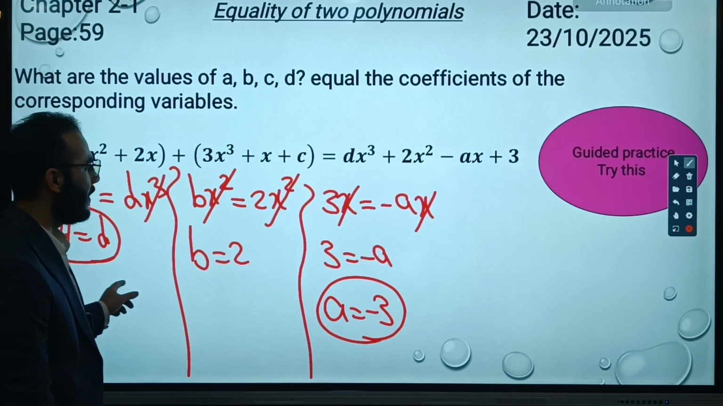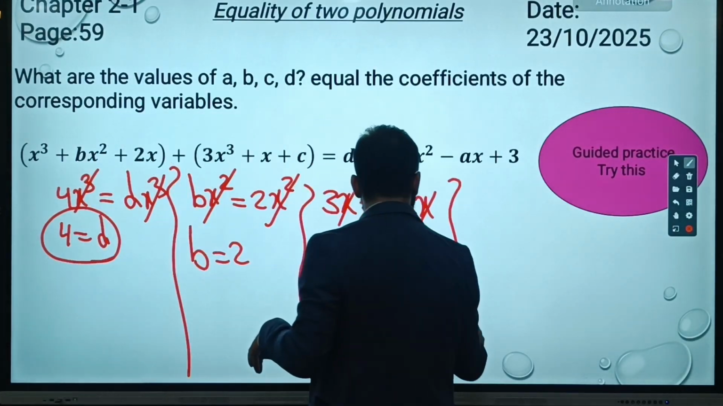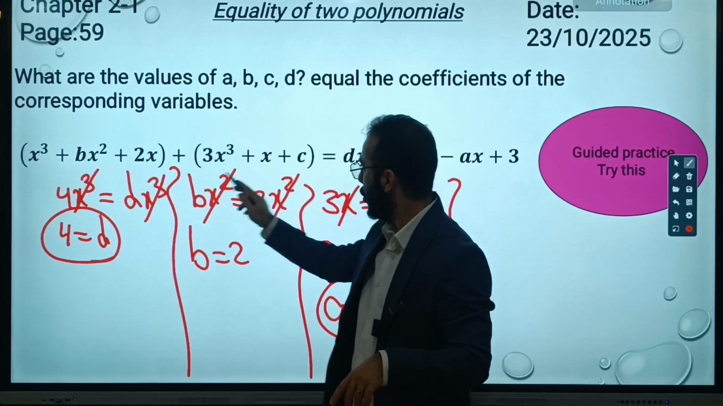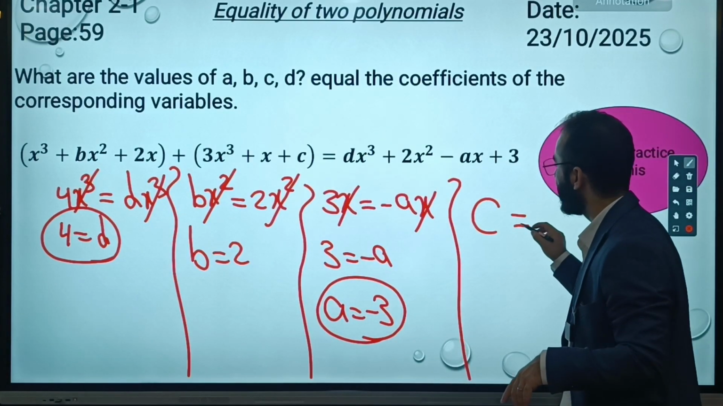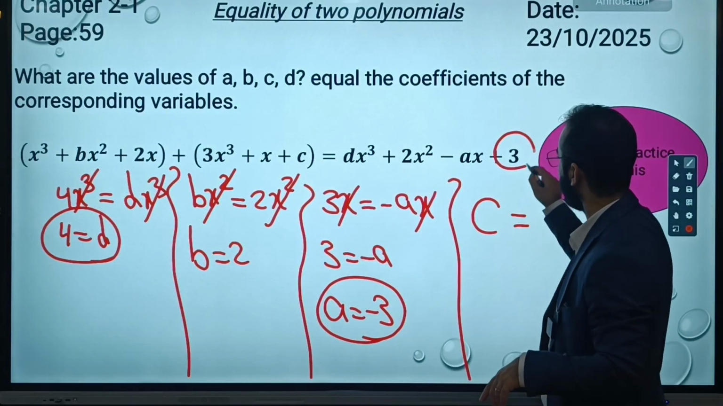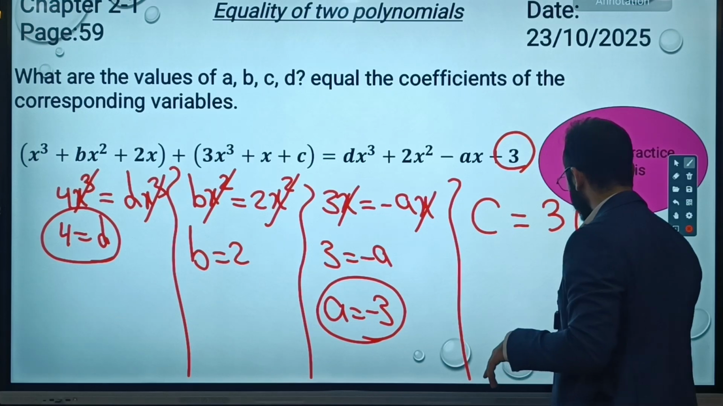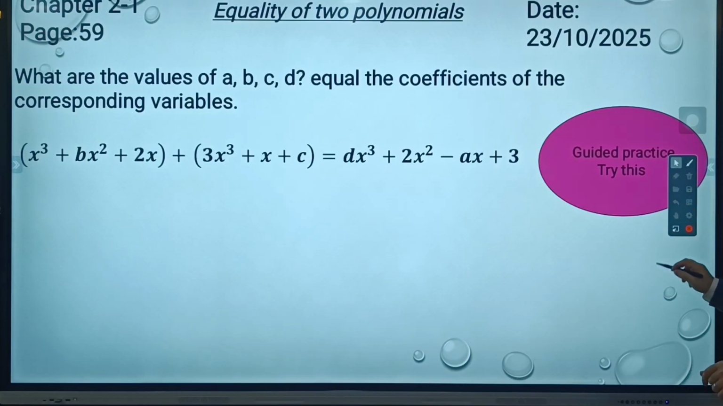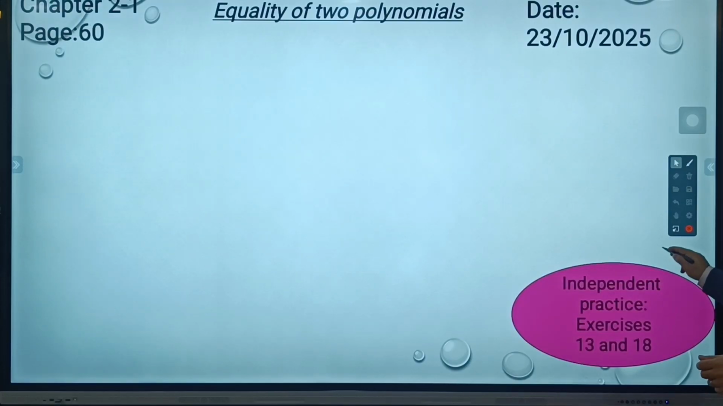So a, b, c. It's not c, c is left. We have no constant term here. We have got c over there. So simply c equals, the constant term from the right side is 3. That's it. So c equals 3. And I hope that right now it's clear. Any more questions? Let's see. Yes, we have got it.